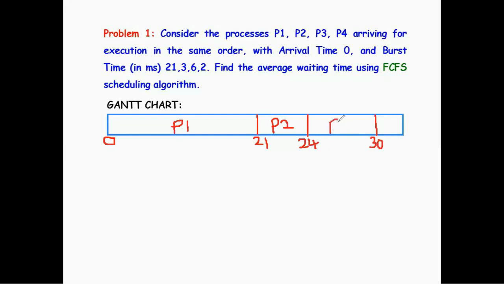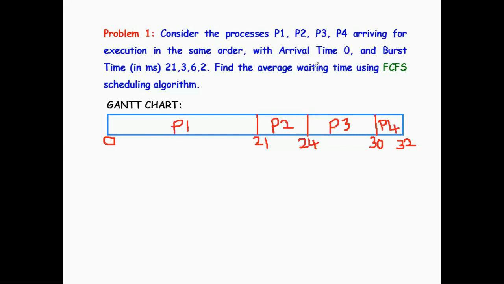From 24 to 30, P3 gets executed. And at last, P4 alone will be available in the ready queue. P4 needs 2 milliseconds for execution. So 30 plus 2 will be 32. From 30 to 32, P4 gets executed.